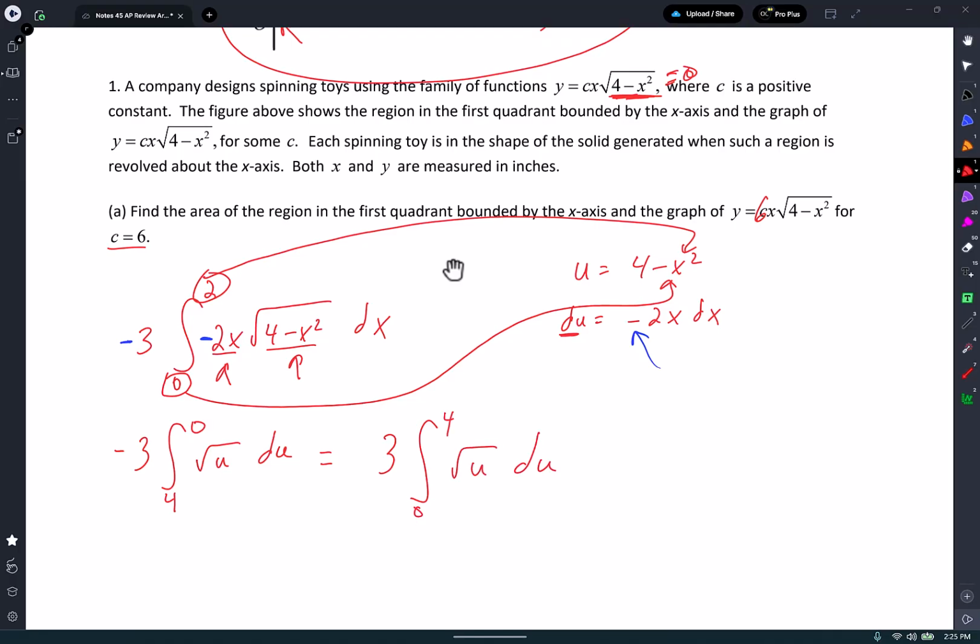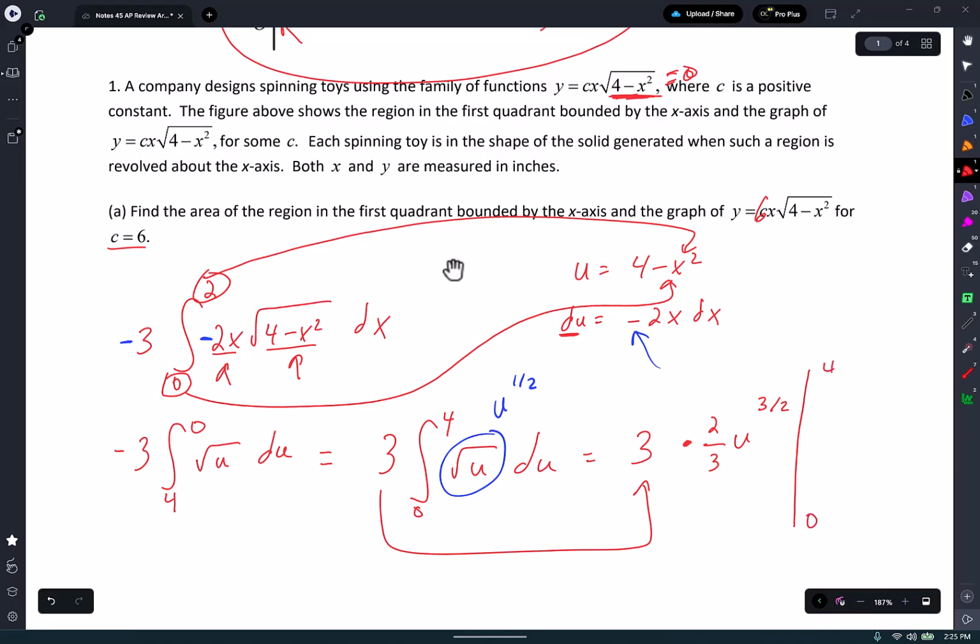Do you have to go back to the x? No, do not go back to the x. This is the equivalent expression as the one in the top. So here we go. This right here that I'm circling, that's just u to the half. You can leave it like that, or you can turn it to u to the half. That 3 is this 3. Leave it some space. I'm going to add 1 to that exponent. U to the 3/2 divided by 3/2, which is the same thing as multiplying by 2/3. You put a line, that means evaluated from lower limit 0, upper limit 4. Are we still okay?